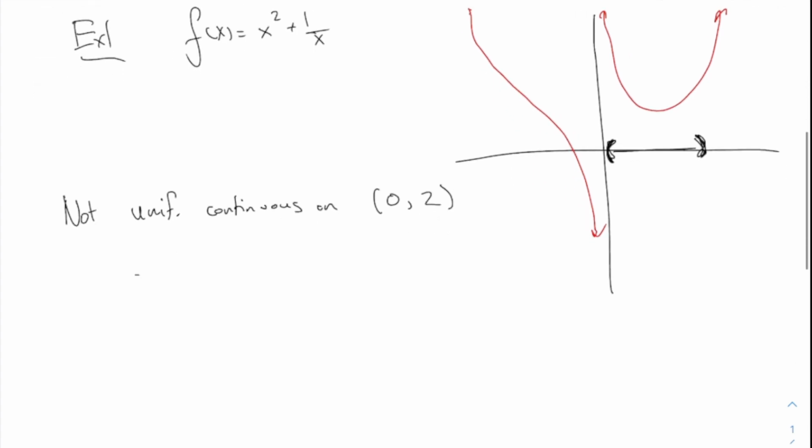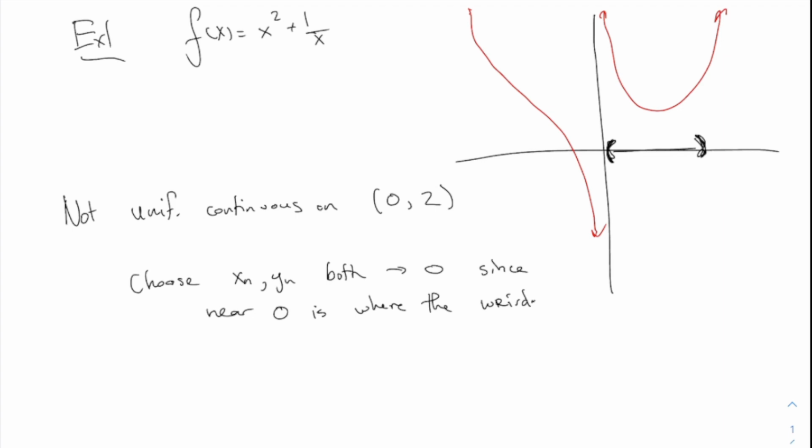So anyway, I'm going to choose, I'll try and write down my reasoning here. I will choose xn and yn, both converging to 0, since near 0 is where the weirdness happens in this function, right? There's a vertical asymptote there, and that vertical asymptote is the reason why it's not uniformly continuous. And so that's where I want to focus my sequences on. They should approach that vertical asymptote. Two different sequences which approach 0.